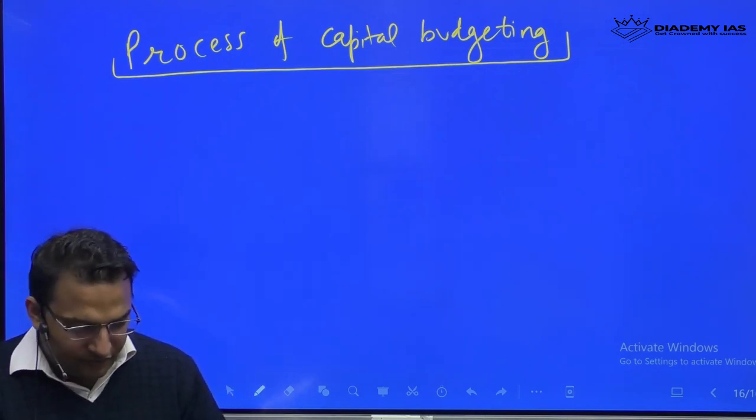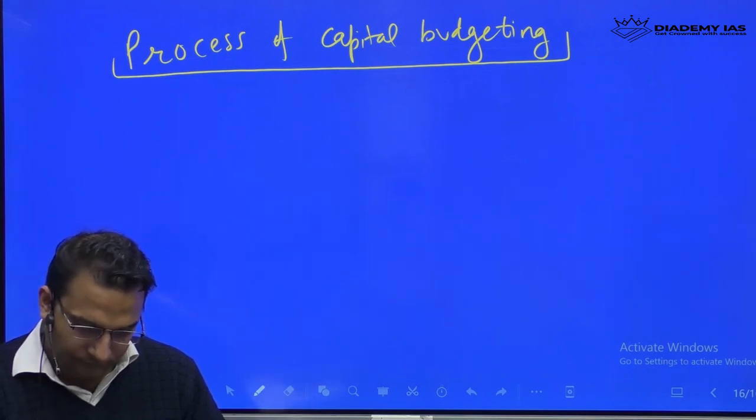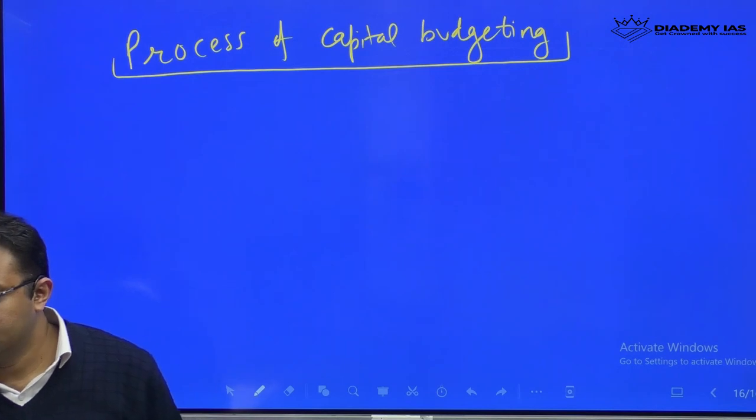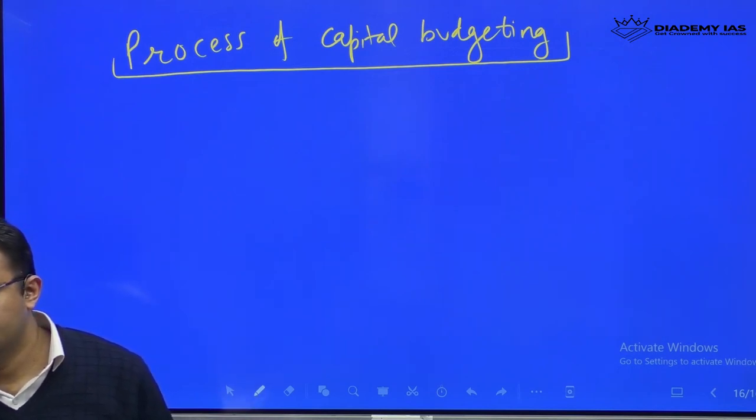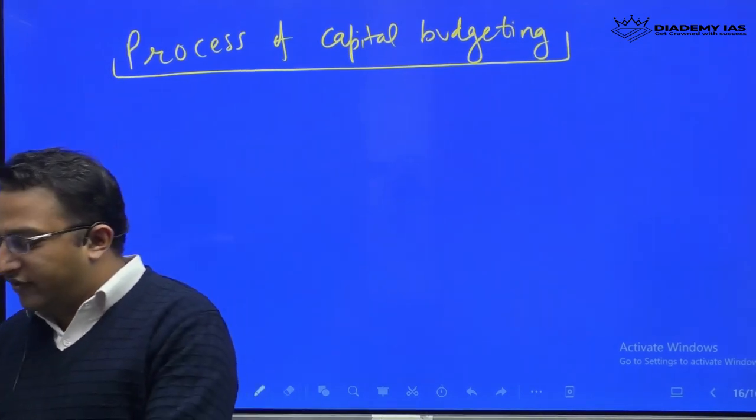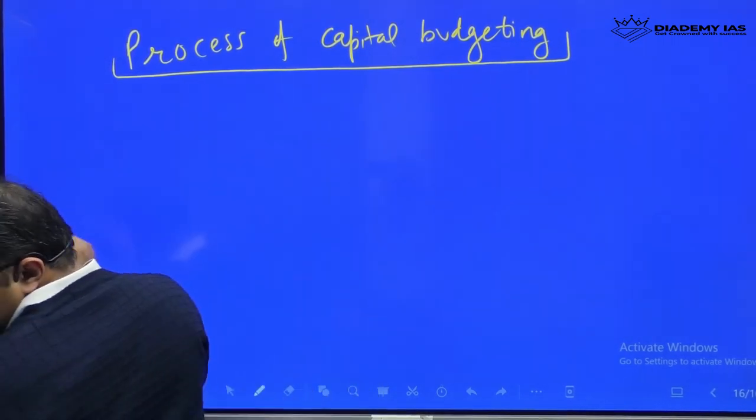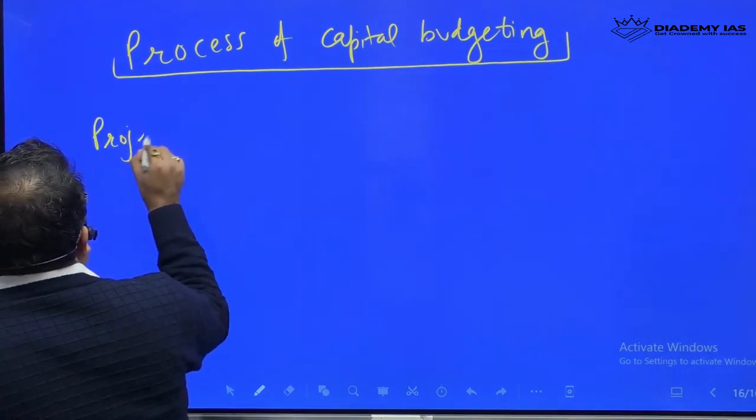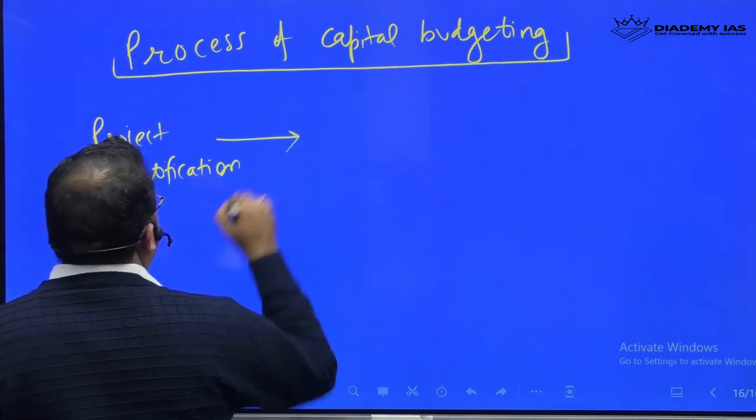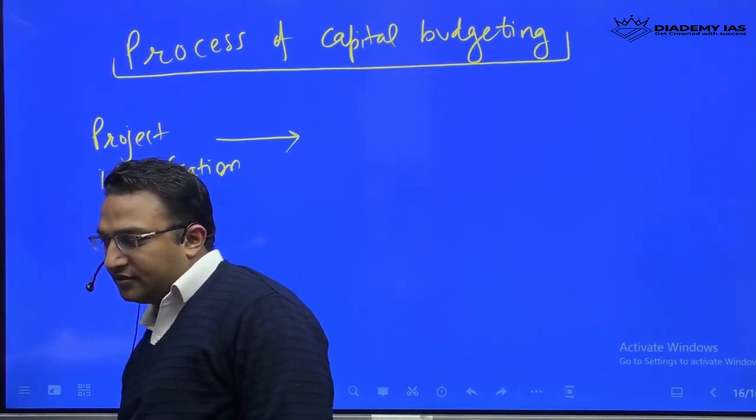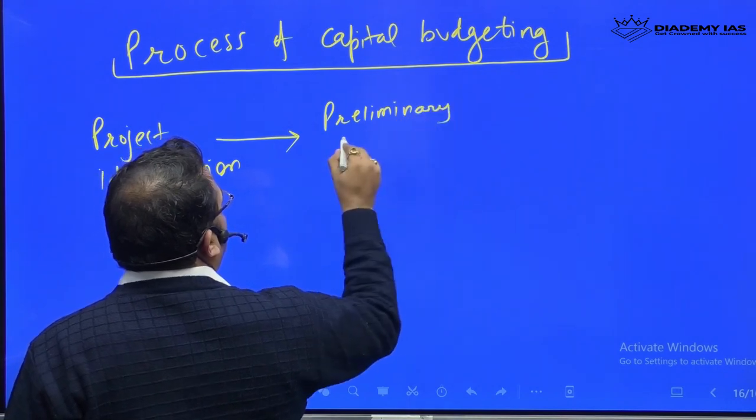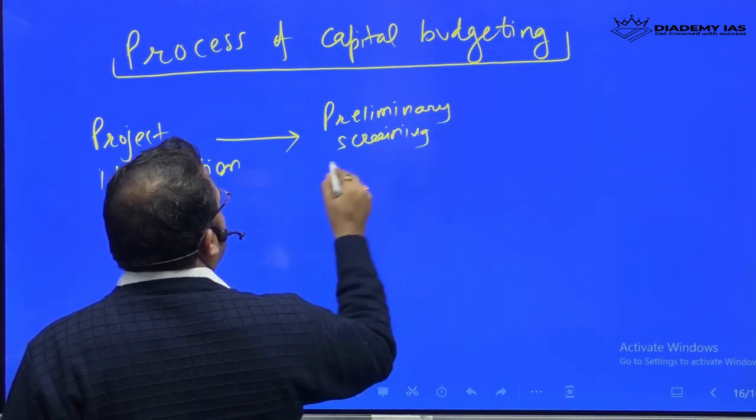Now let us see the capital budgeting decision process. So the first step is basically project identification, that we identify which project or which projects are available, the possible projects. Then we do the preliminary screening. That is, we see the technical feasibility.